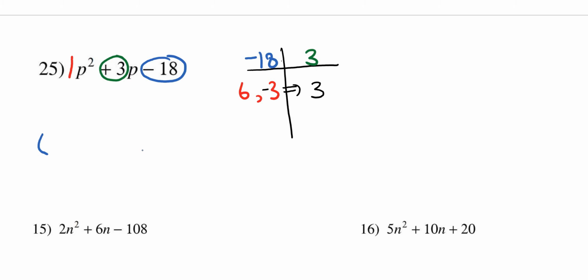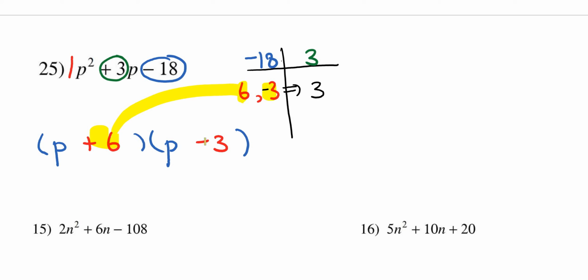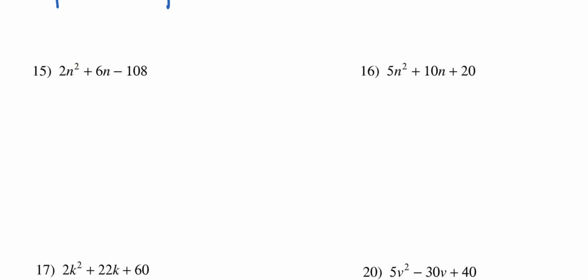All right, so now we need two brackets, a p here and a p here. Remember, p times p gives you p squared. And then I need the plus 6 and the minus 3. All right, so that 6 is over there, and this 3 is right over there. All right, let's move on to a few other questions here.